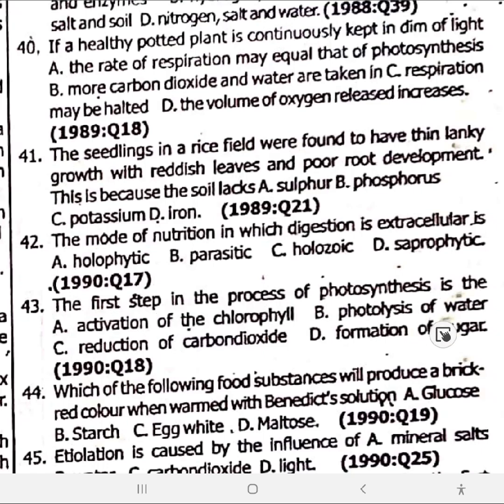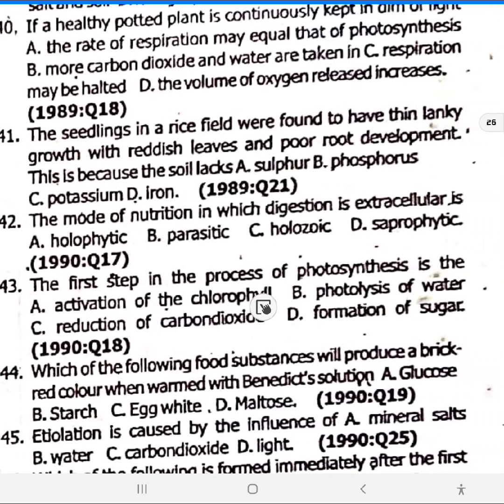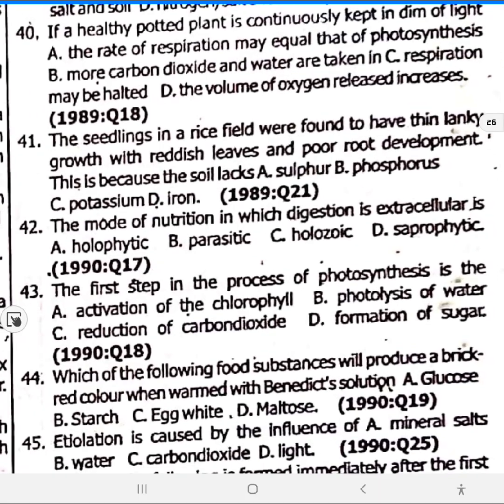You will see the first step. The first step has 4 stages, and it's called the light reaction. The light reaction phase. 43 is option A. Activation of chlorophyll happens there, photolysis of water, uptake of hydrogen, and also formation of ATP. So 43 is option A.